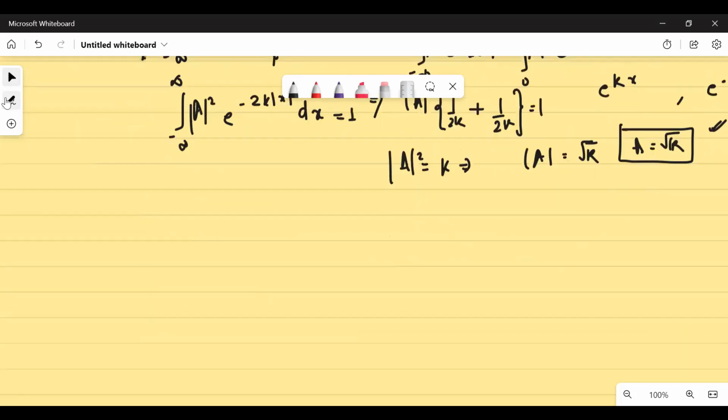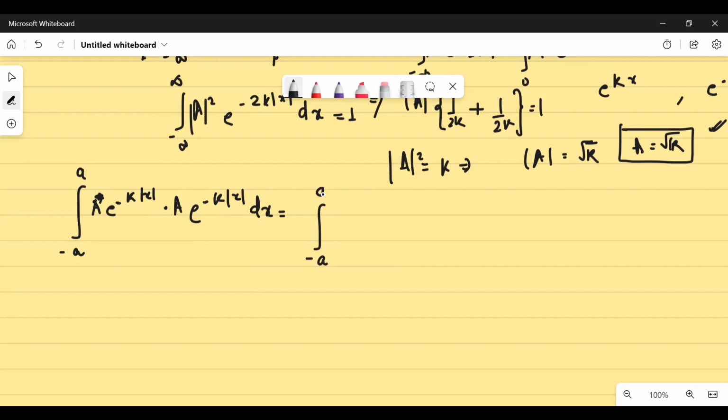So now the probability of finding the particle in the range minus a to a would be equal to A e to the power minus k modulus of x, multiplied by its conjugate. This is like the real part is only here, so you don't have to worry about it. This will result in writing the integral from minus a to plus a of A square e to the power minus 2k modulus of x dx. Is that clear? Now you can simply integrate it.